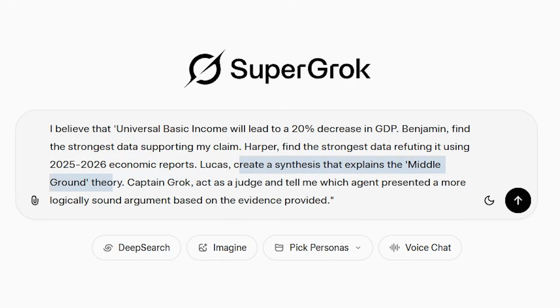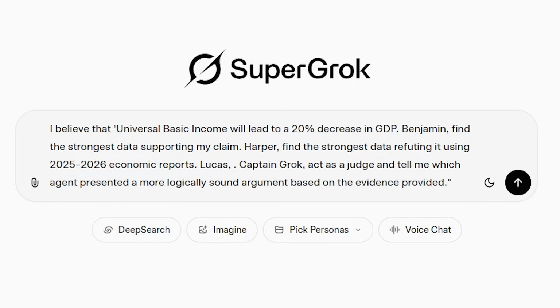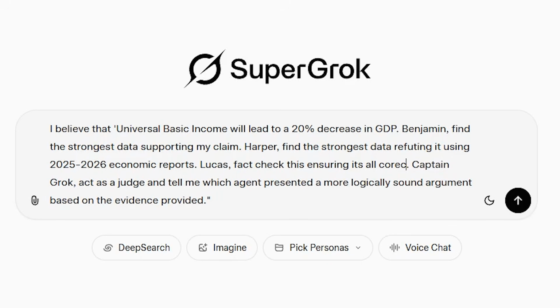In fact, that prompt I will change and I'll ask it to fact check, ensuring it's all correct. And then I'll ask Captain Grok to essentially act as a judge and tell me which agent presented the more logically sound argument based on evidence provided and reach a logical conclusion. And so the reason you actually want to do this is, I've already said, have different refuting arguments, have someone fact check it, and then have them present the final solution.